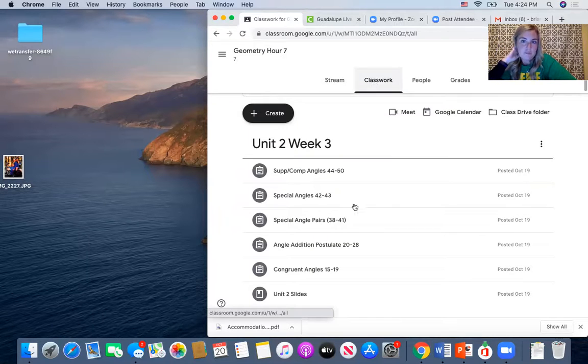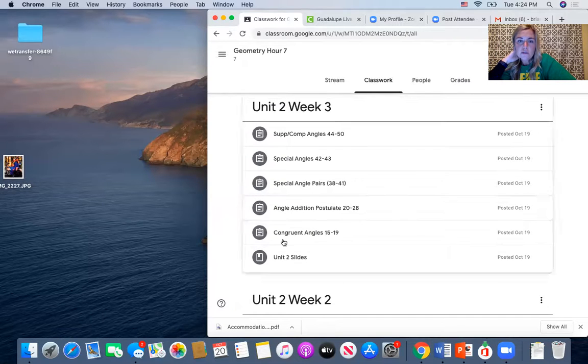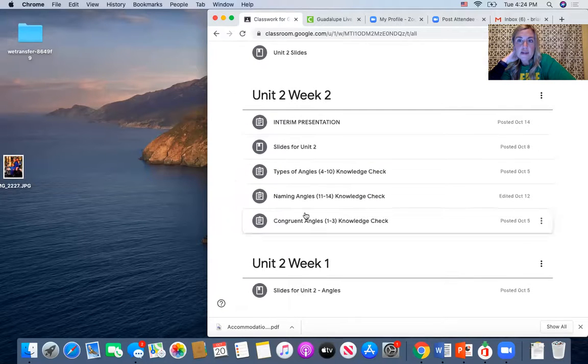Where do you find them? This is the week that we're in right now. This is today's knowledge check. You just scroll down and they're all from last week, all 3 of these. So make sure you have taken all 3 of these, and if you have, then you're good to go.